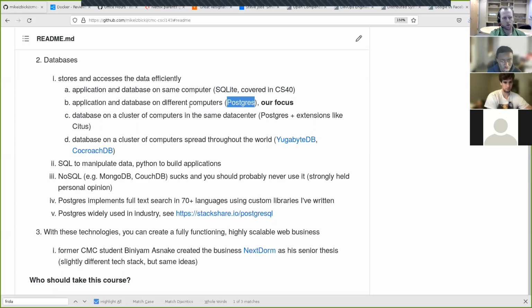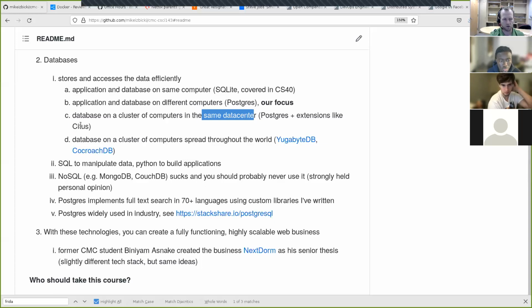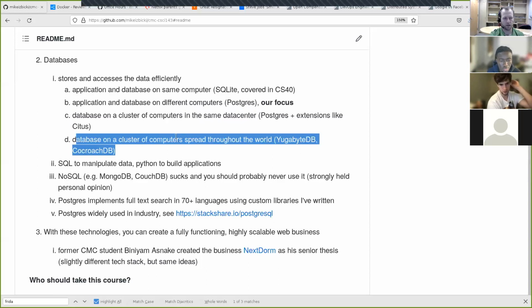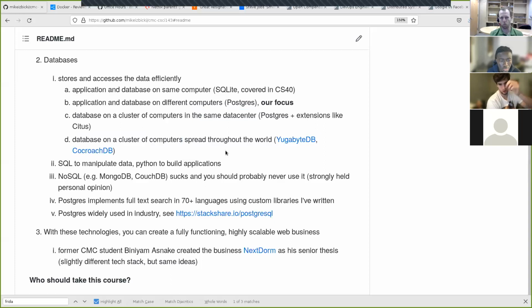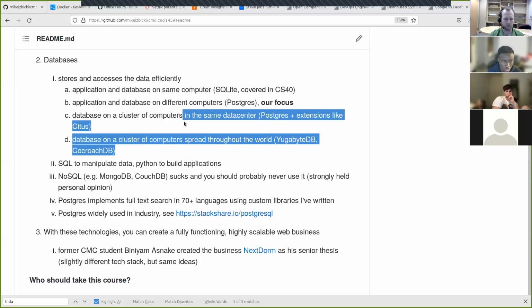Most of our focus in this course is going to be Postgres on a single computer with many computers connecting to Postgres. We'll talk a little bit about scaling Postgres up, it's called horizontal scaling, with multiple instances of Postgres in the same data center using something called Citus. And very theoretically, we'll talk about scaling systems like Postgres throughout the world, with multiple data centers. But this is really going to be our focus, and to go in depth on these would be more advanced classes.